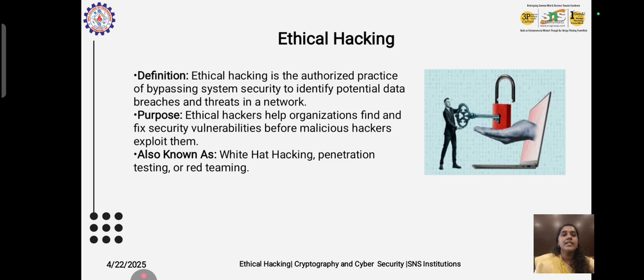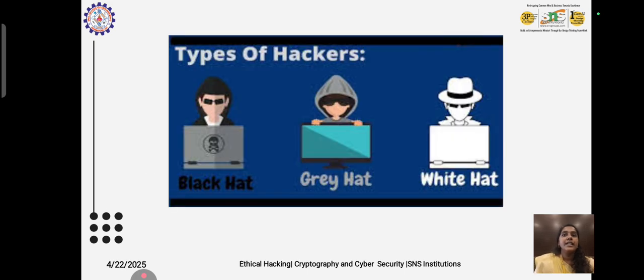Ethical hacking is an authorized practice of bypassing system security to identify potential data breaches and threats in a network. Here, the purpose of ethical hacking is that ethical hackers help organizations find and fix security vulnerabilities before malicious hackers exploit them. Next, let us see what are all the types of hackers.